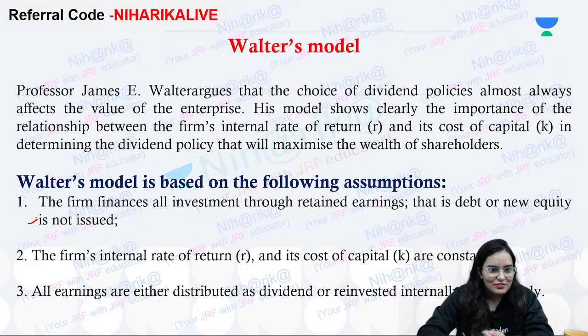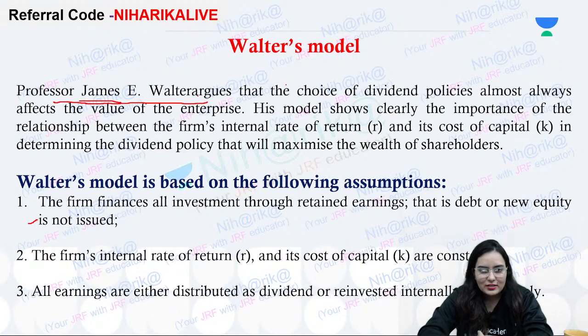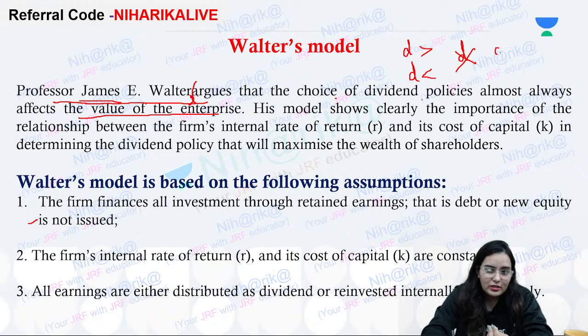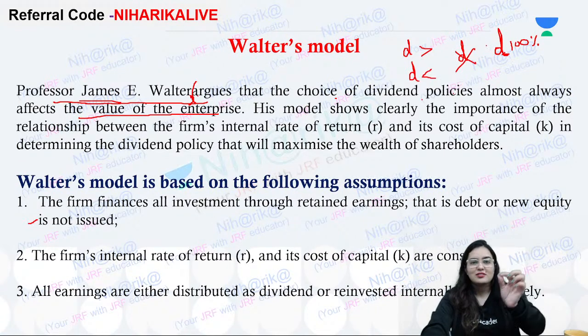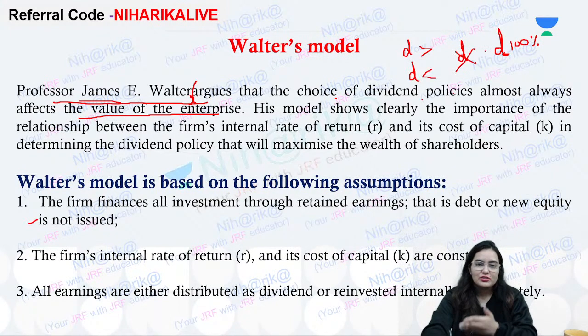So this dividend decision model is given by Professor James E. Walter. Now see, James E. Walter argues that the choice of dividend policies almost always affects the value of the enterprise. Whether we are giving more dividend, less dividend, no dividend, or 100% dividend, it will affect the value of the firm. It is the same assumption in the Gordon model as well, but this assumption is absent in the other model, which considers that dividend decision is irrelevant.